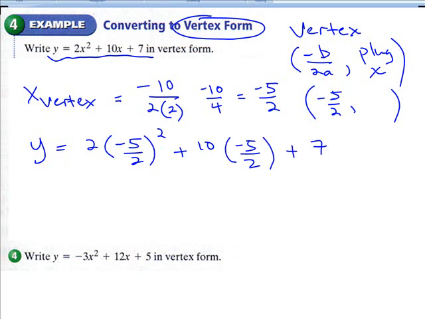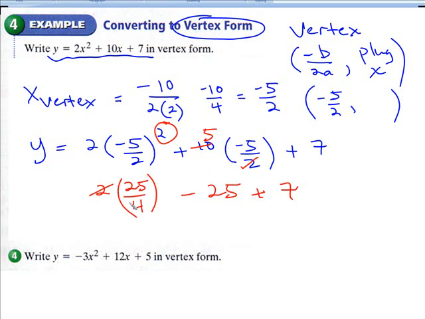Now, a few common mistakes that I see that I want to make sure you guys don't make. First of all, you have to follow the order of operations, meaning you can't cross cancel or divide out the 2's right now because that would be inaccurate. You have to square the exponent first, so we end up with 25 over 4 times 2. And over here, the 2 and the 10 divide out, and we end up with negative 25 plus 7.